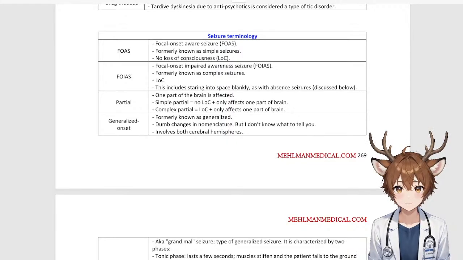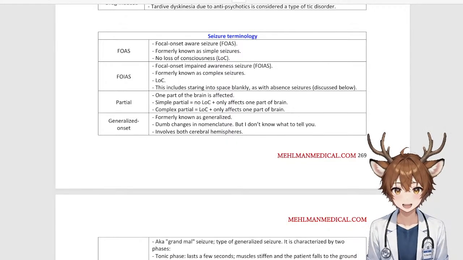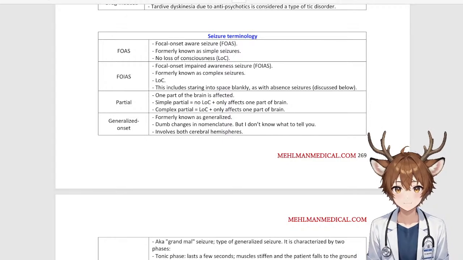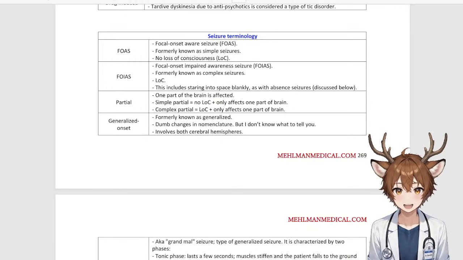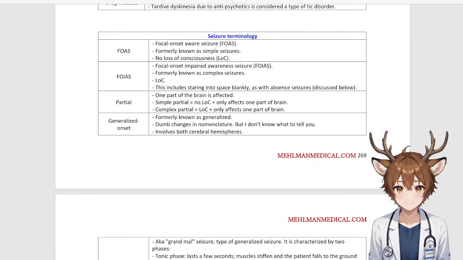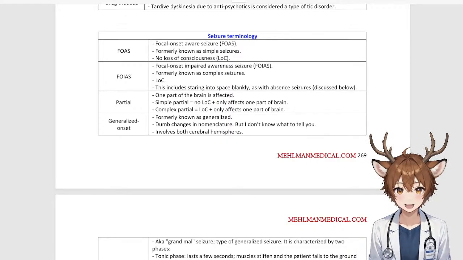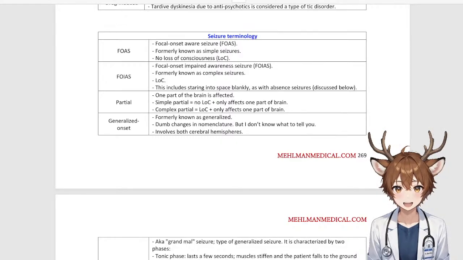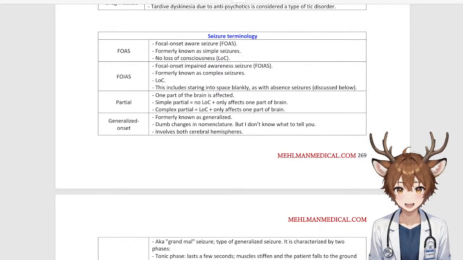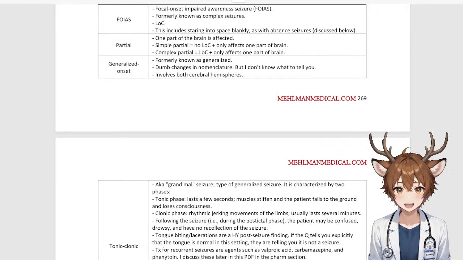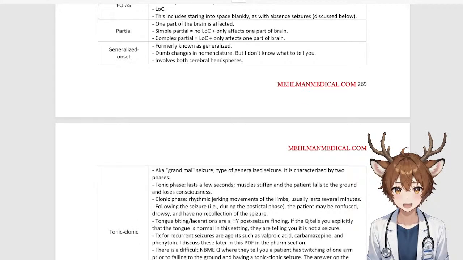Partial seizures. One part of the brain is affected. Simple partial equals no loss of consciousness plus only affects one part of the brain. Complex partial equals loss of consciousness plus only affects one part of the brain. Generalized onset seizure, formerly known as a generalized seizure, dumb changes in nomenclature but I don't know what to tell you, involves both cerebral hemispheres. Oh, sorry, this is the next category. So generalized onset seizure, previously called generalized, involves both cerebral hemispheres. Okay.